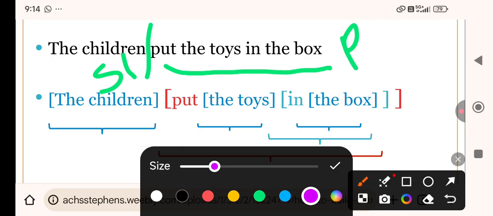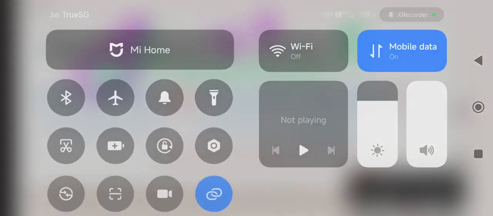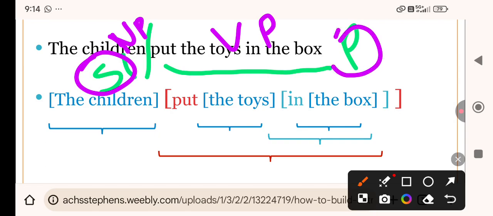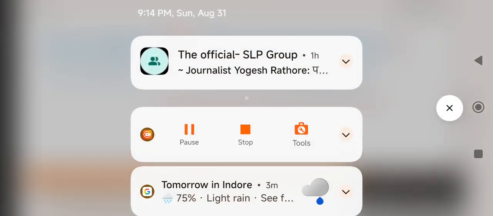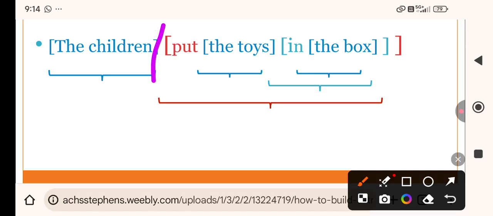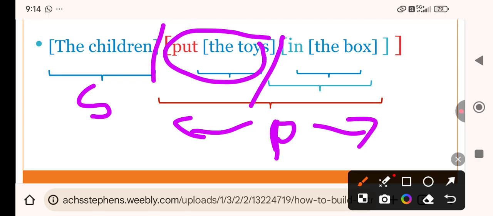So that's a noun phrase, and this is the verb phrase, or either subject or predicate, right? That's a predicate. Okay, fine. So in the bracketing method, here we have to put the subject, and this is the predicate. Predicate means from here to here, right? But predicate means verb phrase. The verb phrase is divided into two parts: put the toys, right, and then in the box.